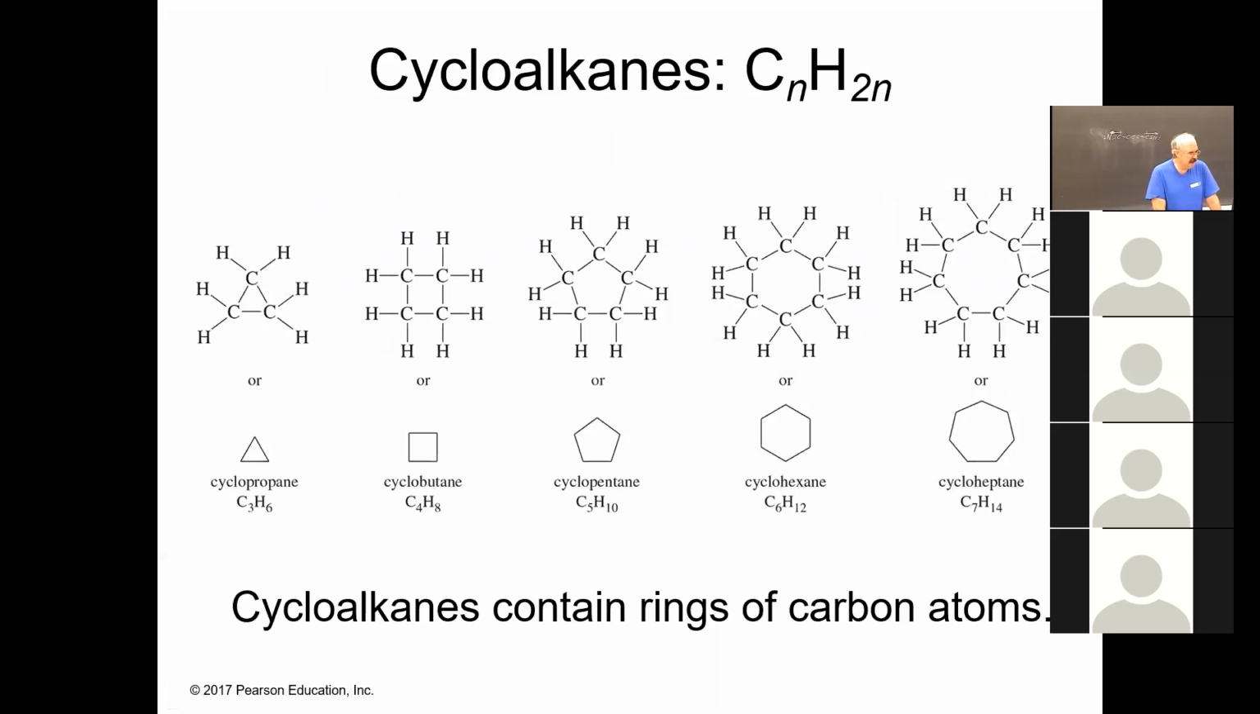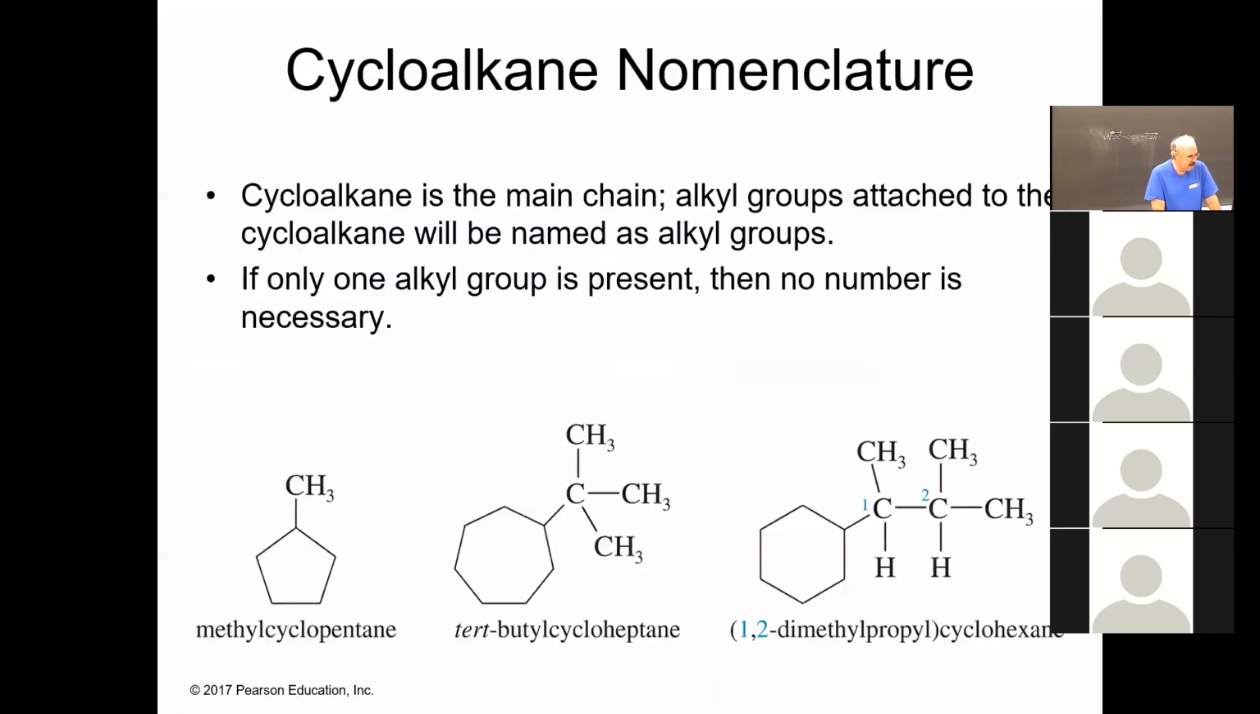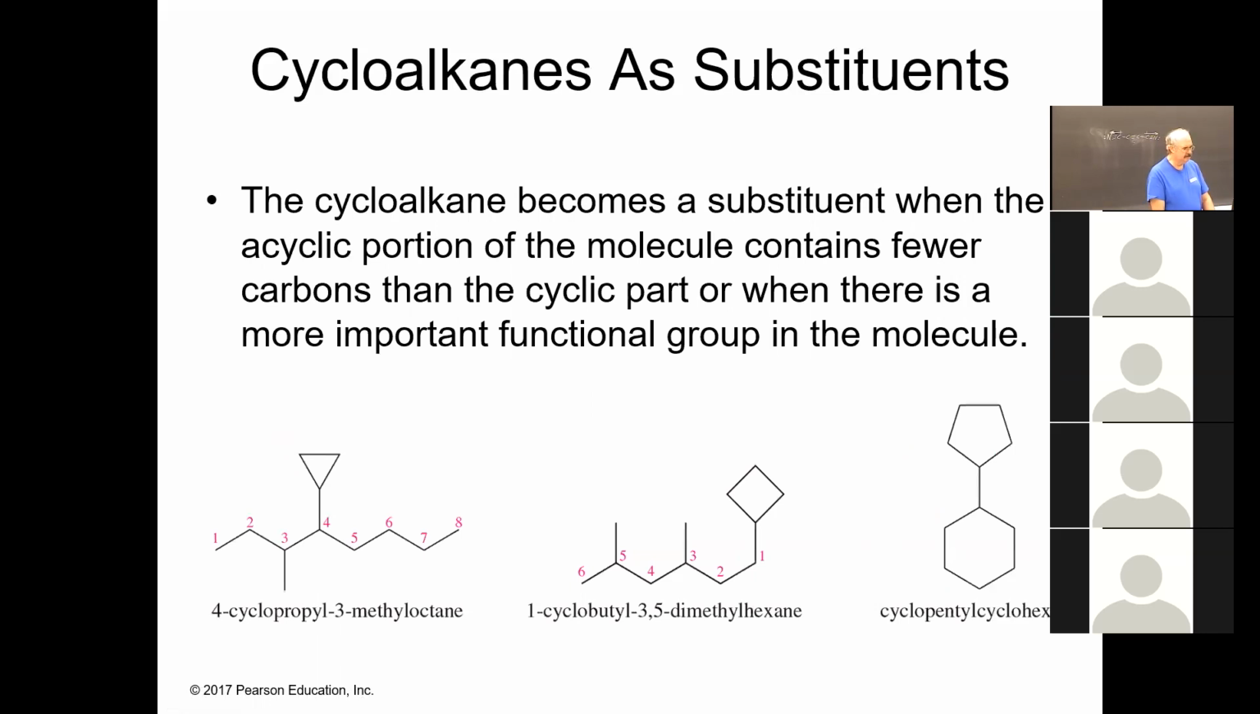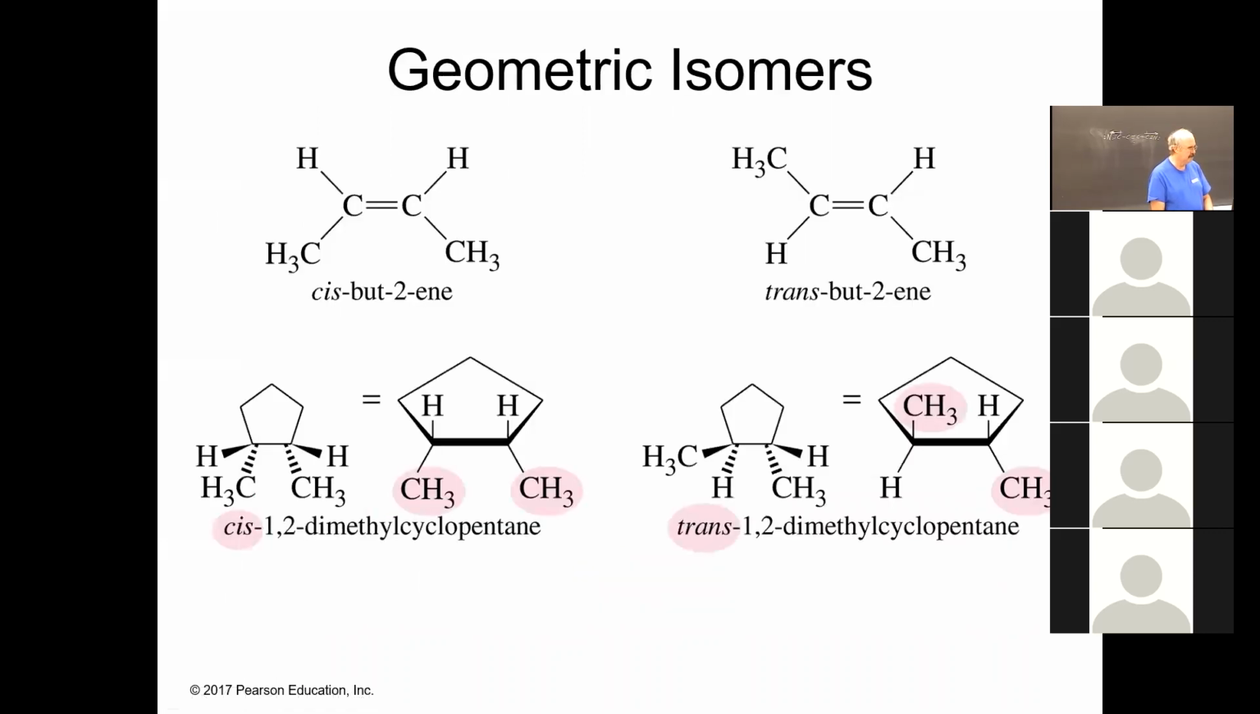Be familiar with cycloalkanes, how to name them, how to name substituted cycloalkanes. These are some examples of cycloalkane nomenclature. If the parent compound is larger, then the cycloalkane is named as a substituent. In this case, cyclopropyl, cyclobutyl, and then this last one is cyclopentylcyclohexane.